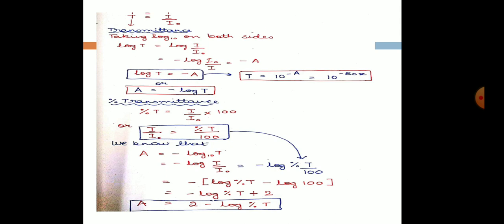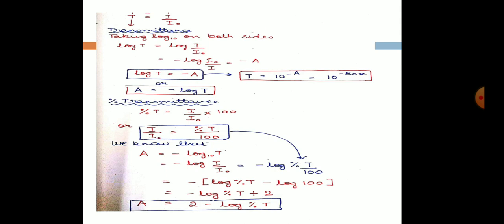Now to derive one more expression of percentage transmittance, let us look at the expression given below. To write percentage transmittance, we have to multiply the transmittance with 100. And then we have to substitute this expression in A is equal to minus log T. Upon substituting the value of percentage transmittance and solving it, we will get that A is equal to 2 minus log percentage transmittance. So this is another relationship which we get.